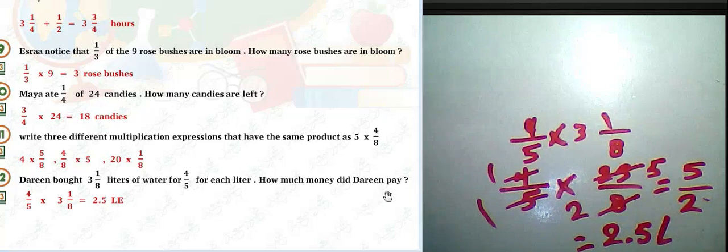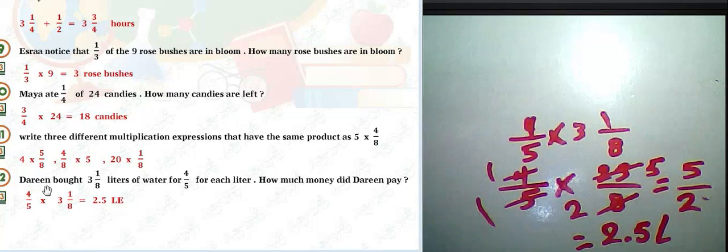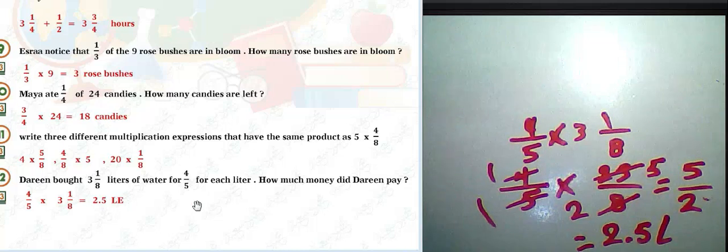How much money did Darren pay? 2.5. Again, Darren bought 3 and 1 over 8 liters. For each liter, 4 over 5 lira. We have lira for each liter. It's the price of 1 liter, 4 over 5. So we can find the total money.